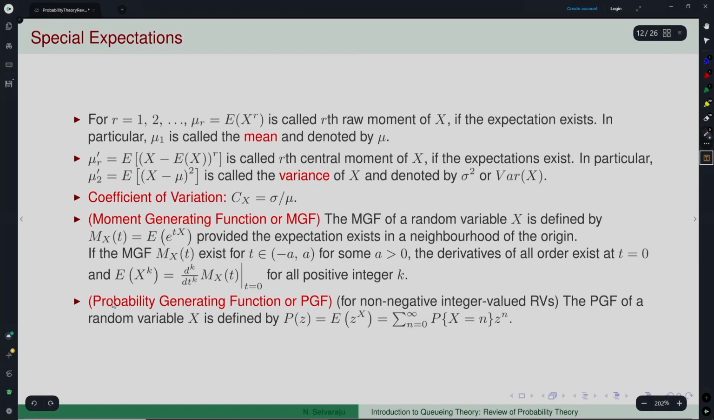Another generating function, which is relevant to our case when we have non-negative integer valued random variables, is what is called the probability generating function, which is defined to be this particular expectation, which is nothing but this expression, right. Essentially it means that the coefficient of z to the power n will give you the corresponding probability. That is why it is called the probability generating function.